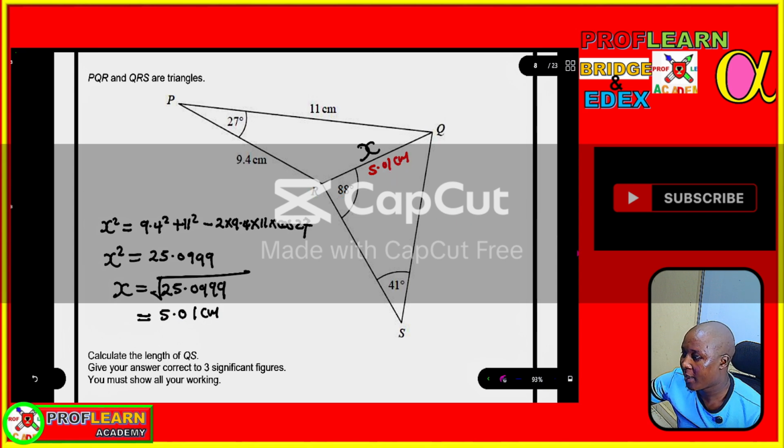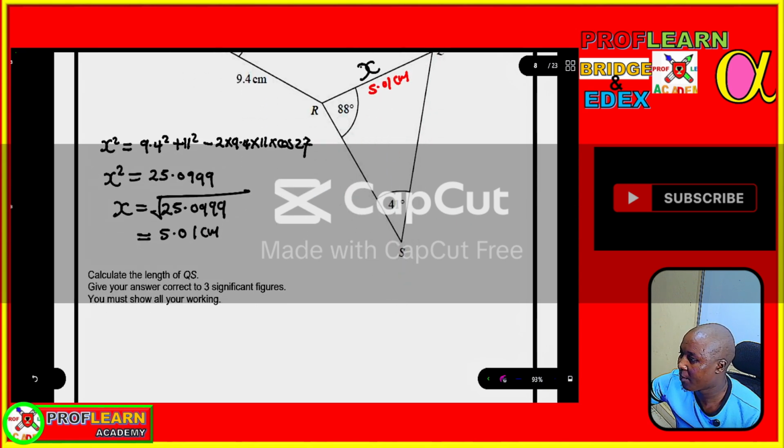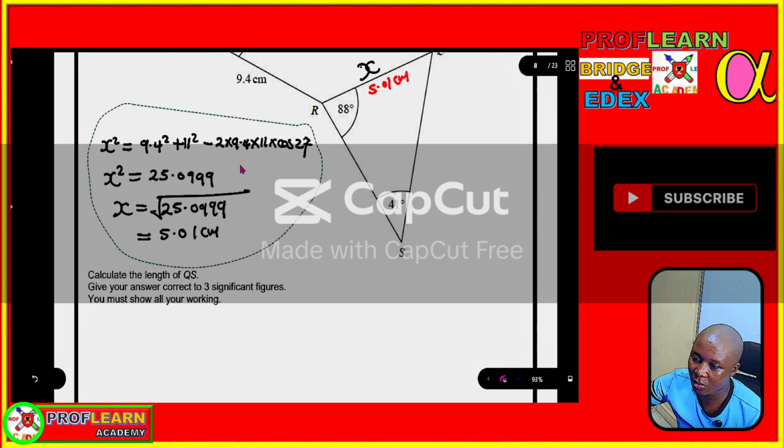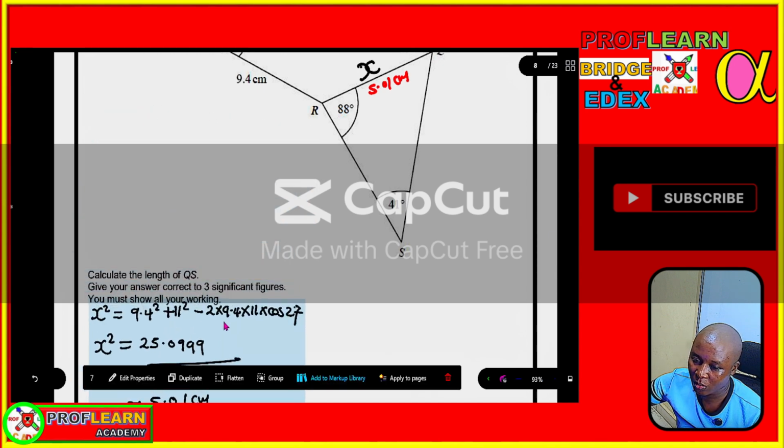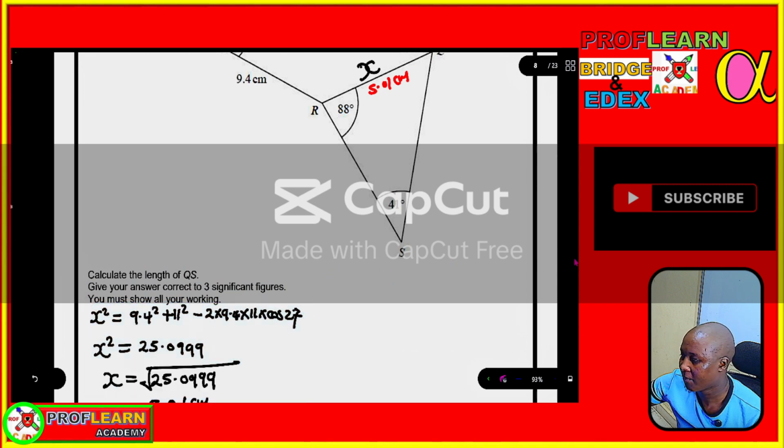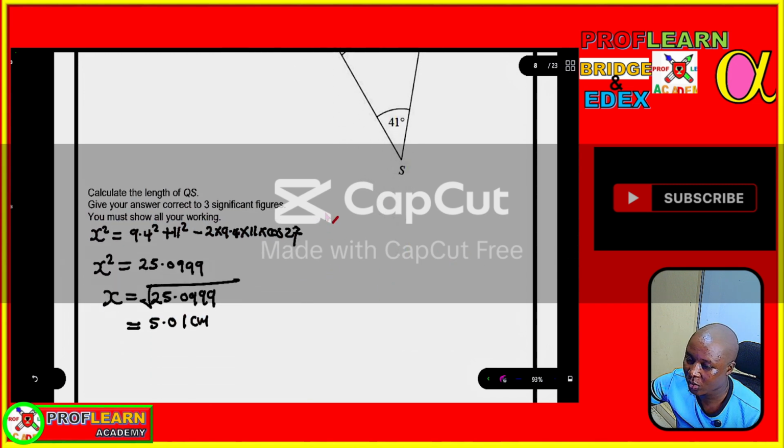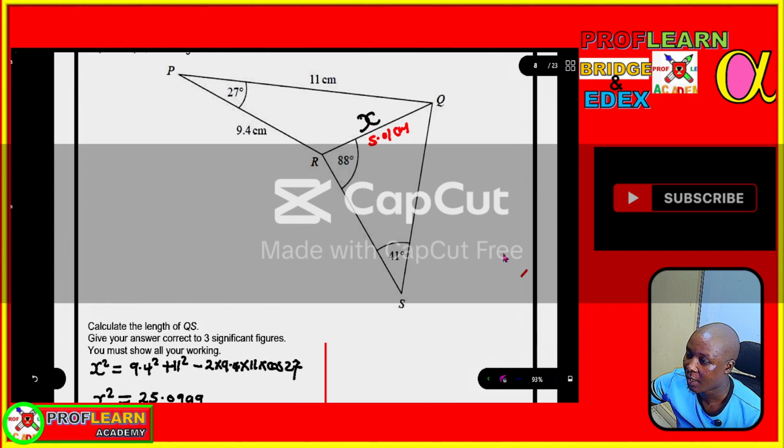centimeters. Then once I've gotten this, I'm going now to apply sine rule. So I've used cosine rule in order to get the first part of the answer. Let me call this y so that we can be able to find it.